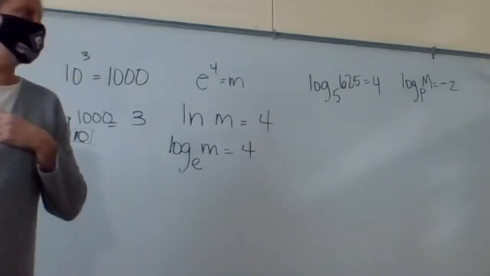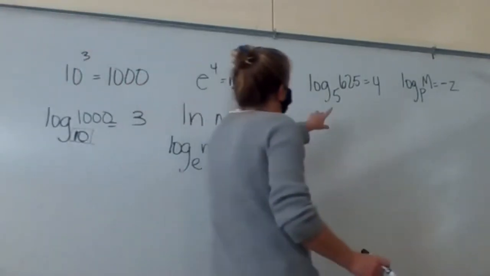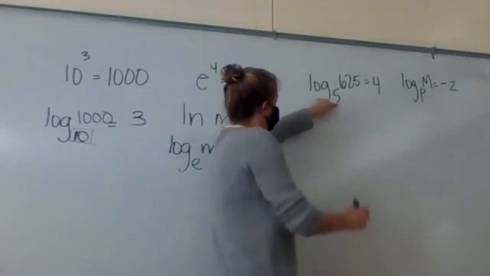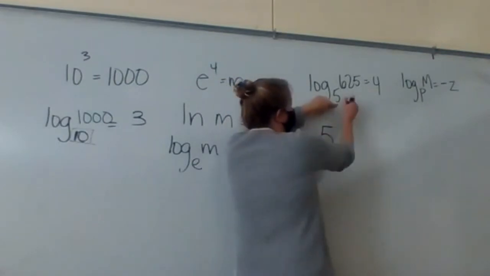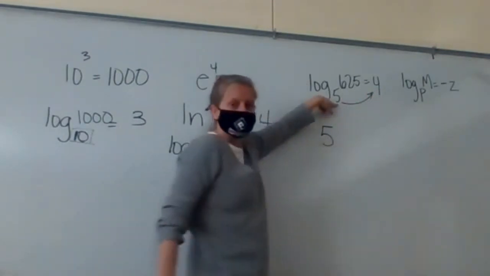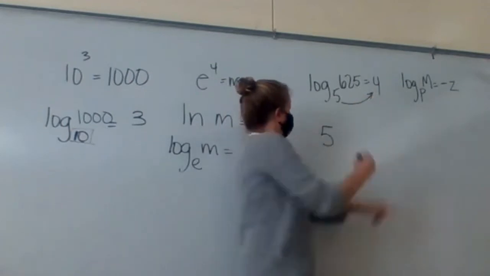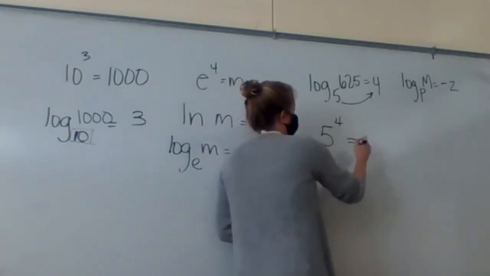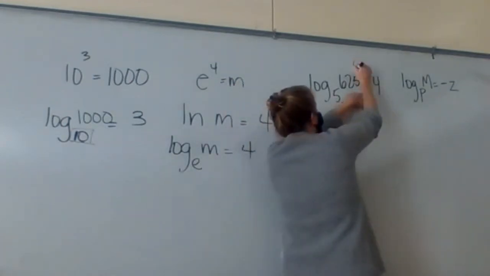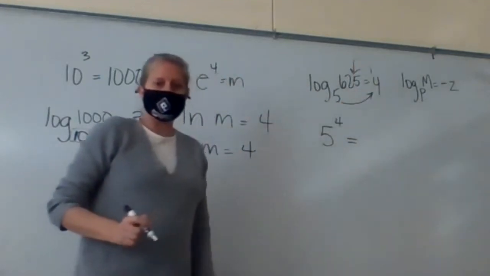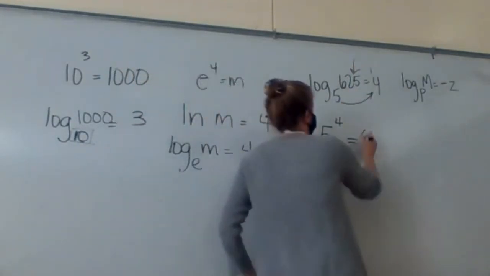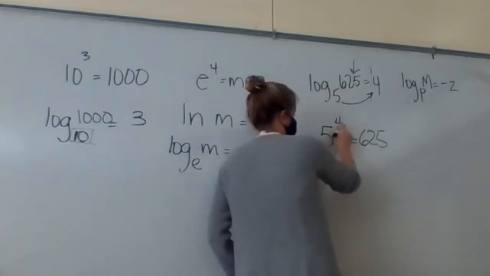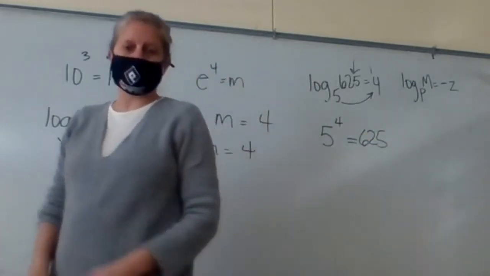So let's see, I need to start off with my base. So my base is 5, to this power, so 5 to the 4th power is equal to that number right there, which is 625. So 5 to the 4th equals 625.